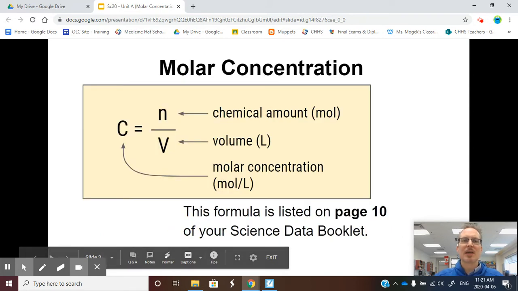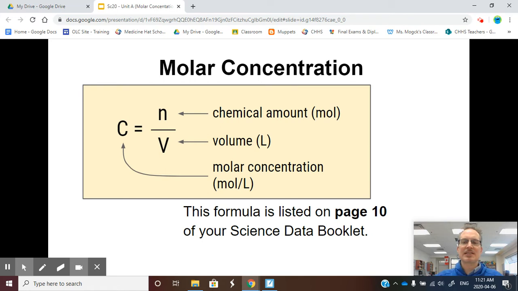Here's the formula. Again, I want to point out that this is located on page 10 of your data booklet. I would highlight this formula. I would highlight that C equals concentration in moles per liter. I would highlight that V equals volume in liters. So these are the units we're going to use: moles, liters, moles per liter.